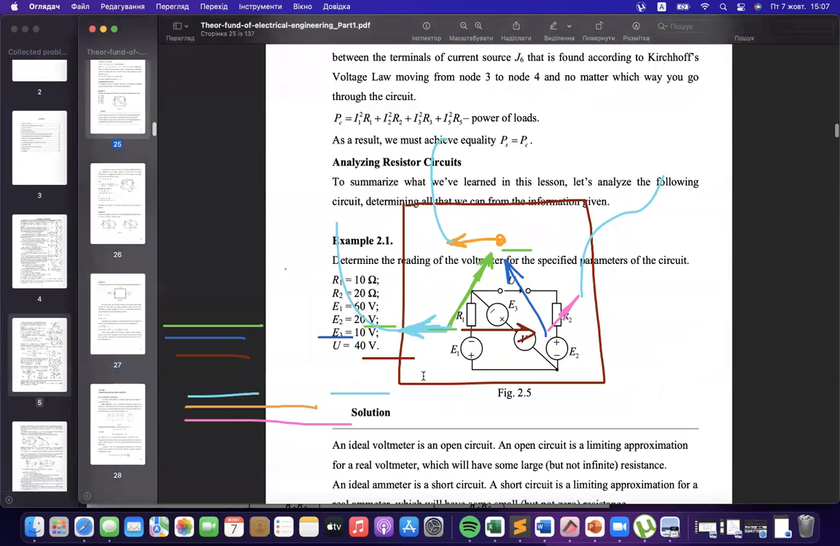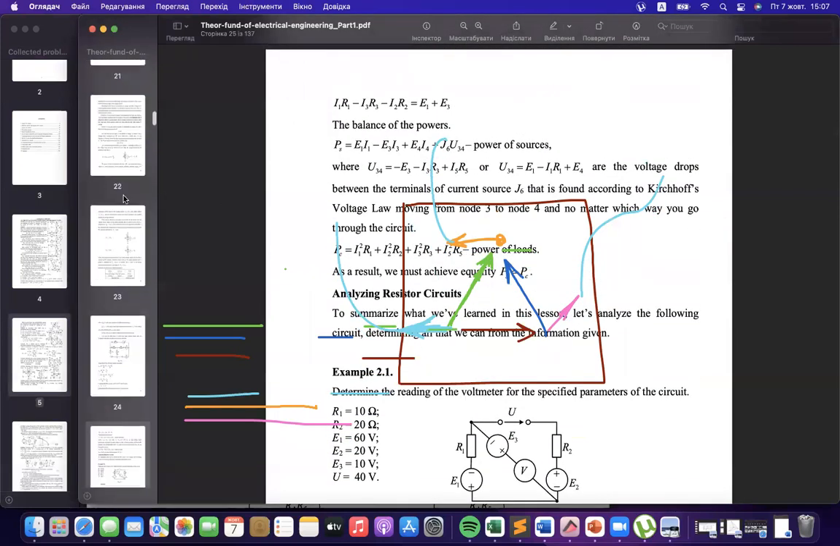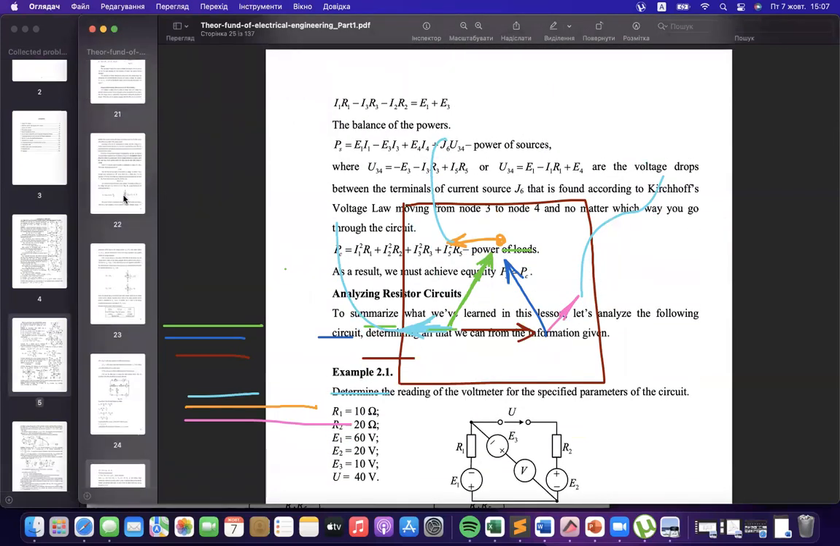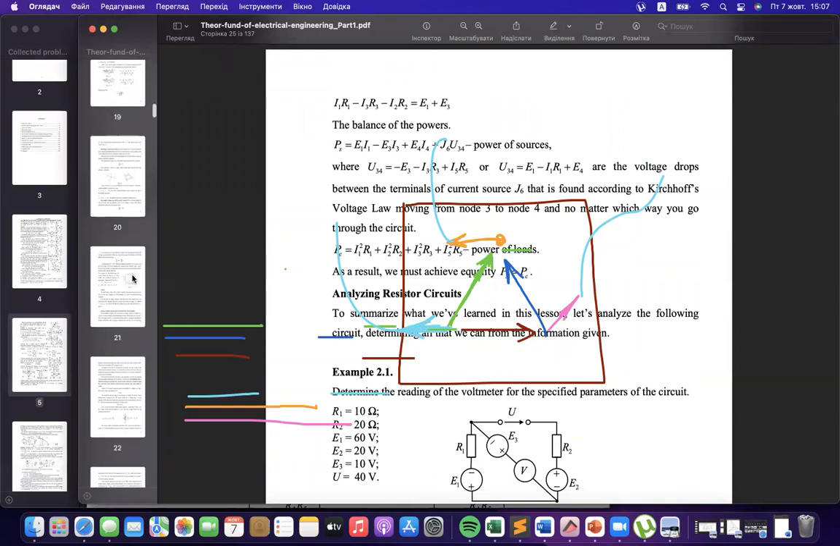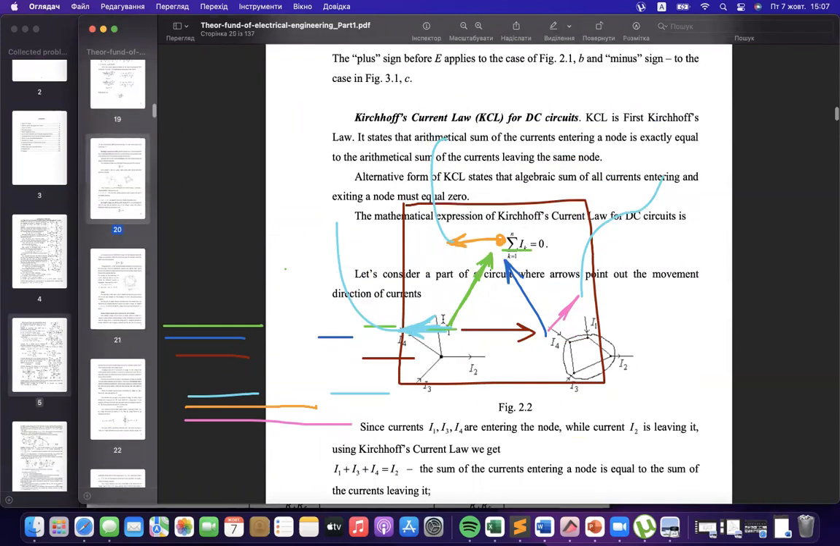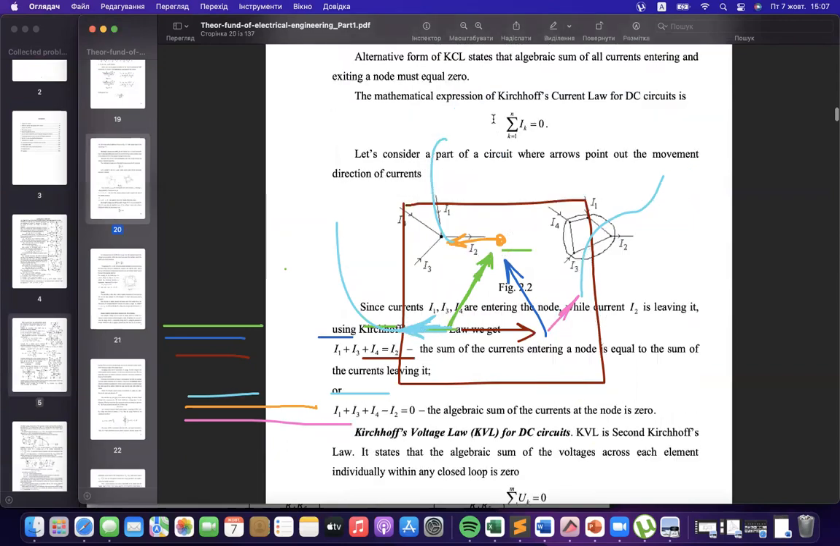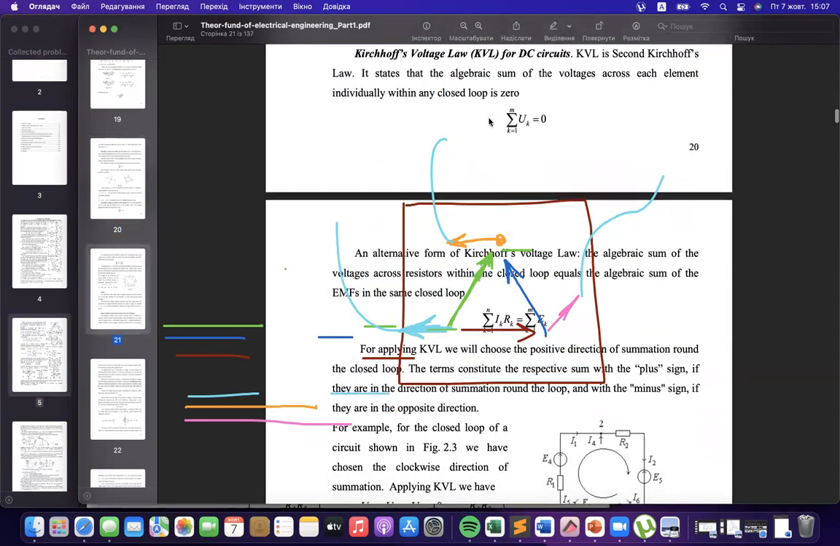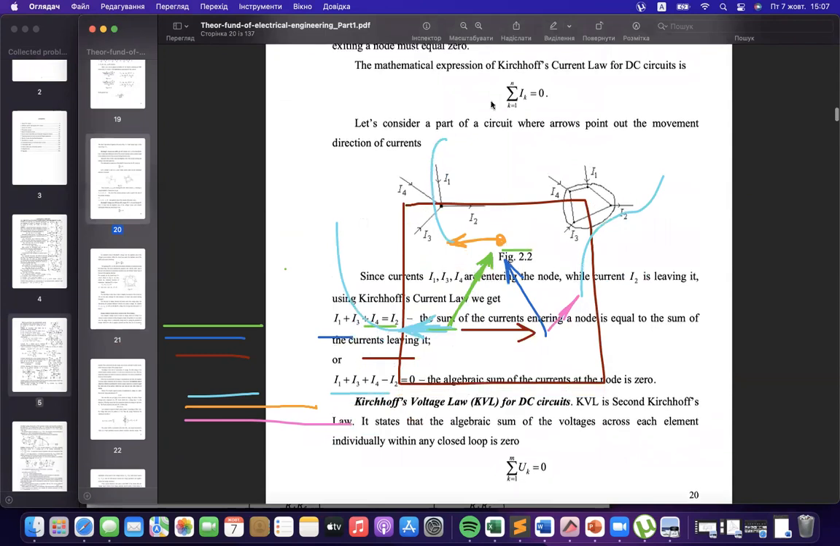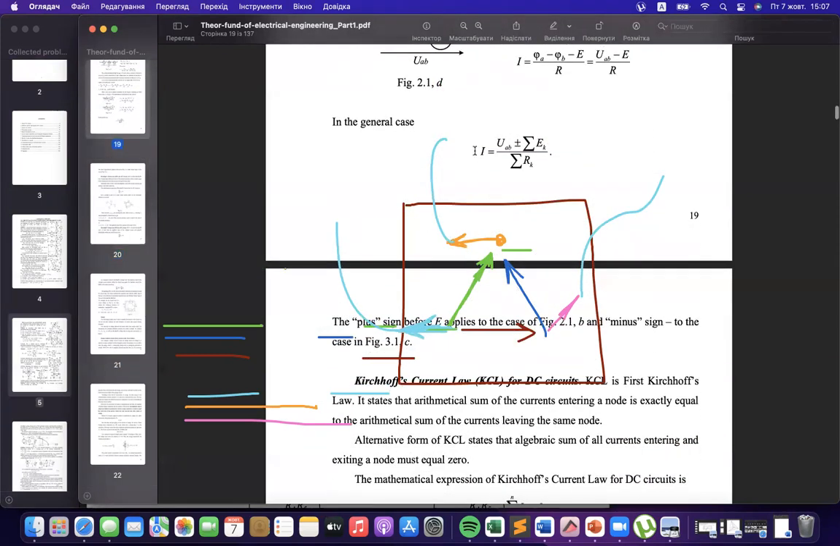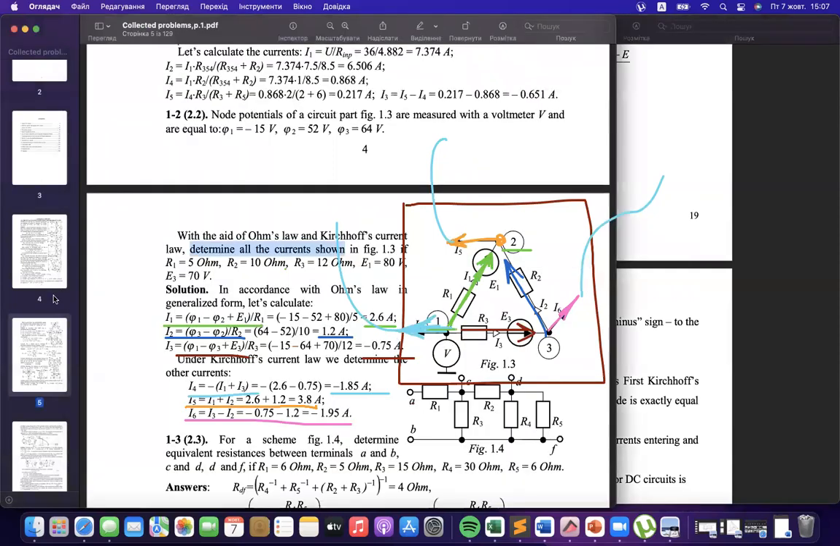I don't want to erase it, just one moment. I will return to the basic laws and then return to this task. You applied here Kirchhoff current law from this formula in the points. And you applied the Ohm law in general form inside the triangle. That's what you did.